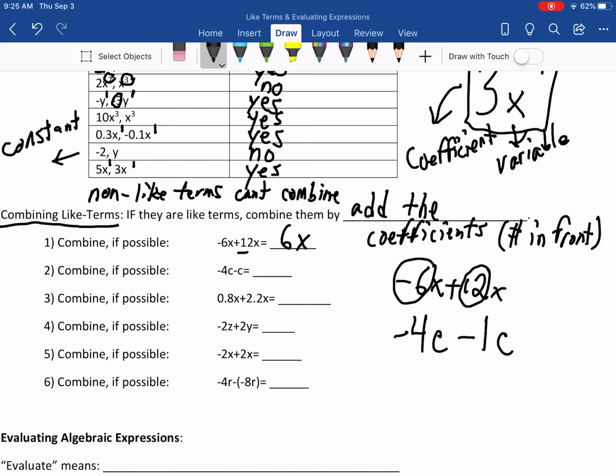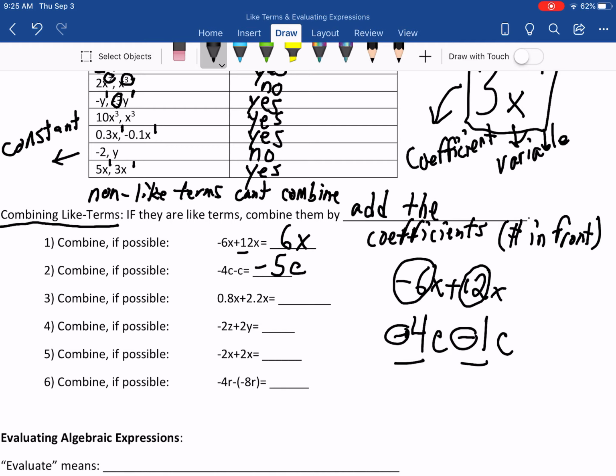So we need to combine the negative 4 and the negative 1. An integer rule you should remember is when you have the same signs, because this is negative and that's also negative, we're going to add, so 4 and 1 is 5. And we're going to keep the sign we had. The sign we had is negative. So this is going to be negative 5c.